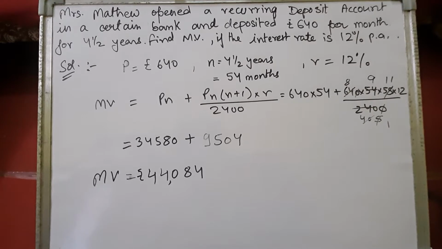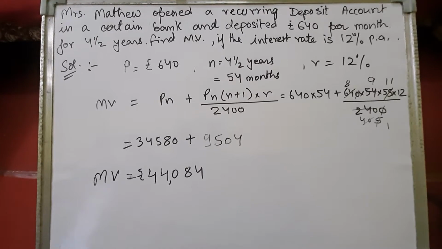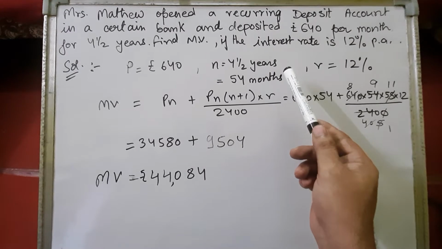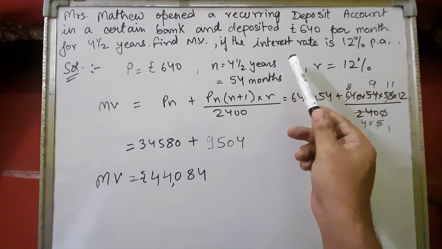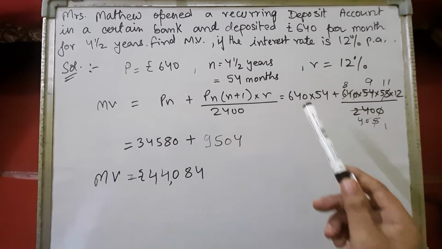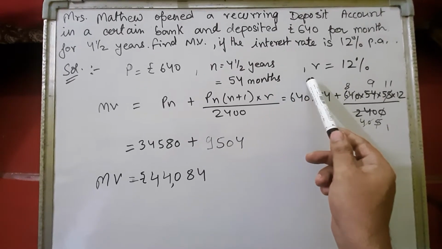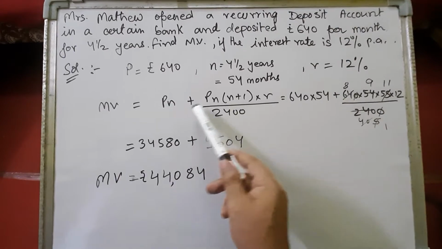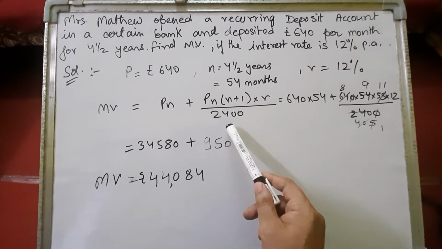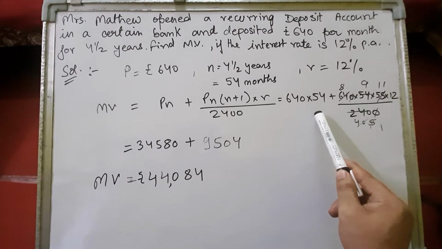From the question, we can see that the amount deposited per month, which is P, is 640. So the value of P will be 640 here. Now n is given as 4.5 years. If we convert 4.5 years, that is 9 by 2 years, into months, with 9 by 2 into 12, it will be 54 months. Right, children? And rate of interest is 12%. Now if we calculate the maturity value, that will be nP plus Pn(n plus 1) into R upon 2400. Now P is 640, n is 54.